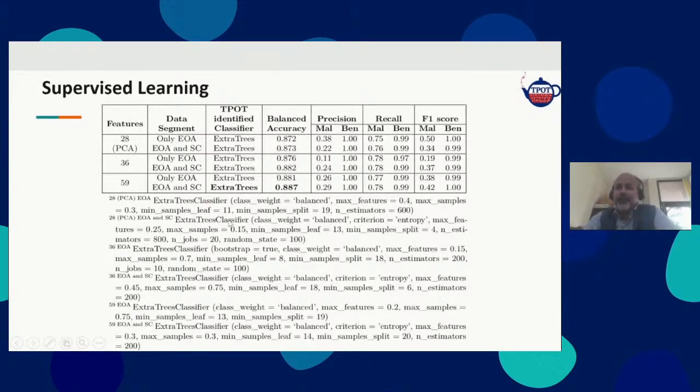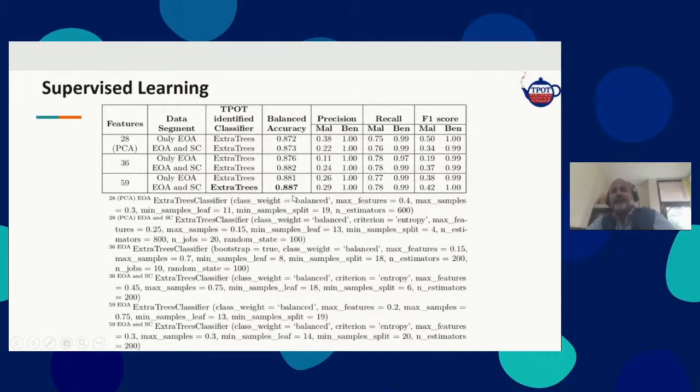So let's see what the results are. We look at the results in terms of accuracy, balanced accuracy. That is how accurate it is predicting malicious accounts and how accurate it is predicting benign accounts, and their average is balanced accuracy. So we see that the balanced accuracy in this case with reduced features is about 87%. With all the 36 features, we can get it up to about 88%.